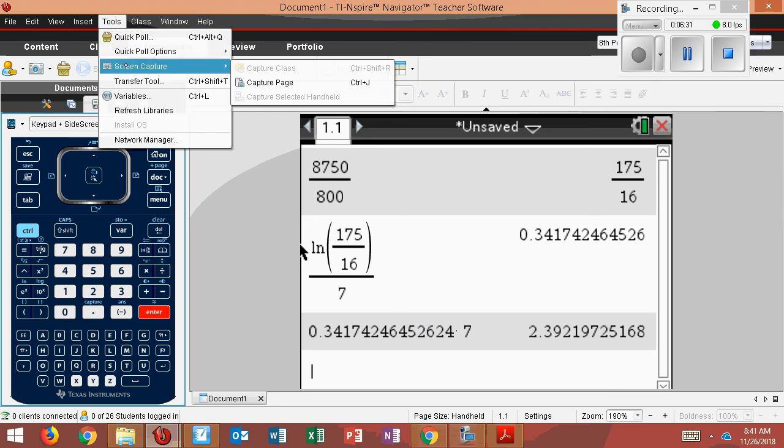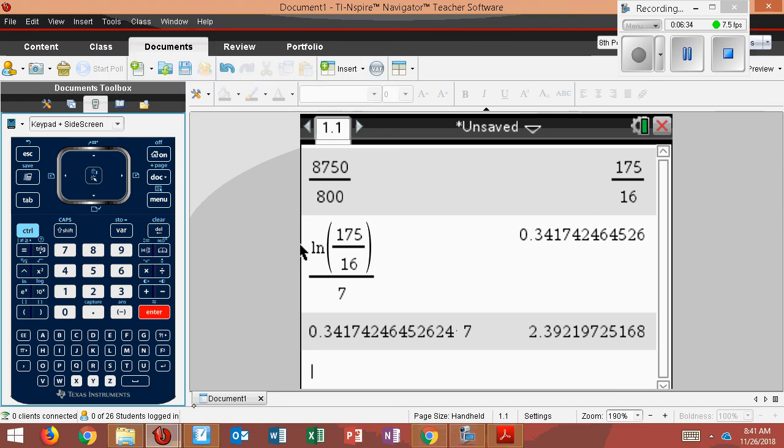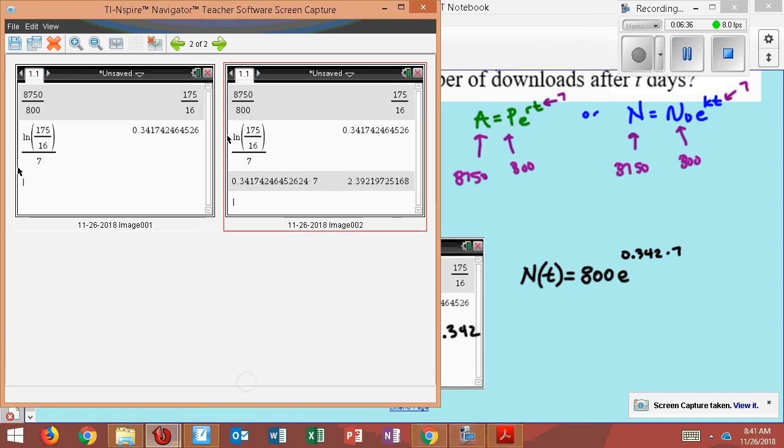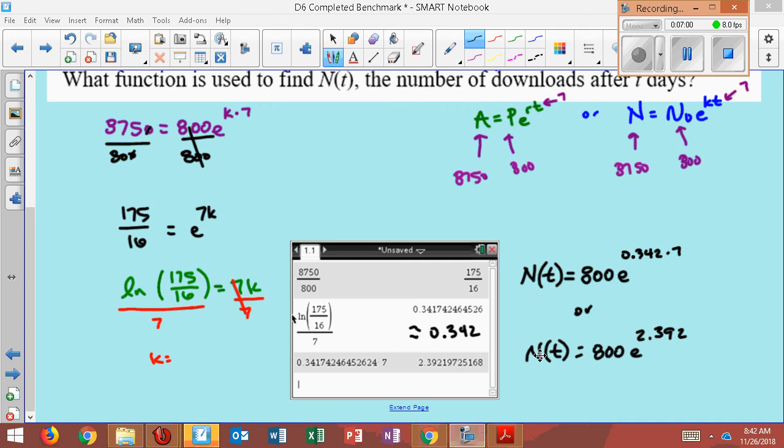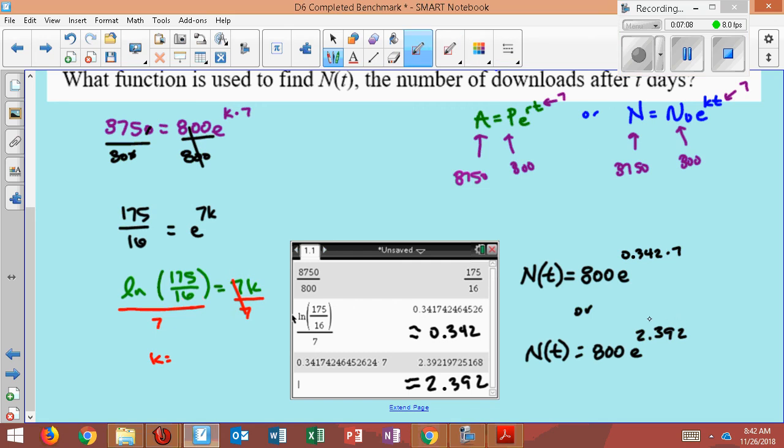And now we will use this value when I write my equation again. Let me just copy this right on top. Okay, so there's the other value. So you could say this, or let's reduce this to n of t equals 800 e to the power of 2.392. 2.392 is what I'll round that to. And so this will be my answer here.